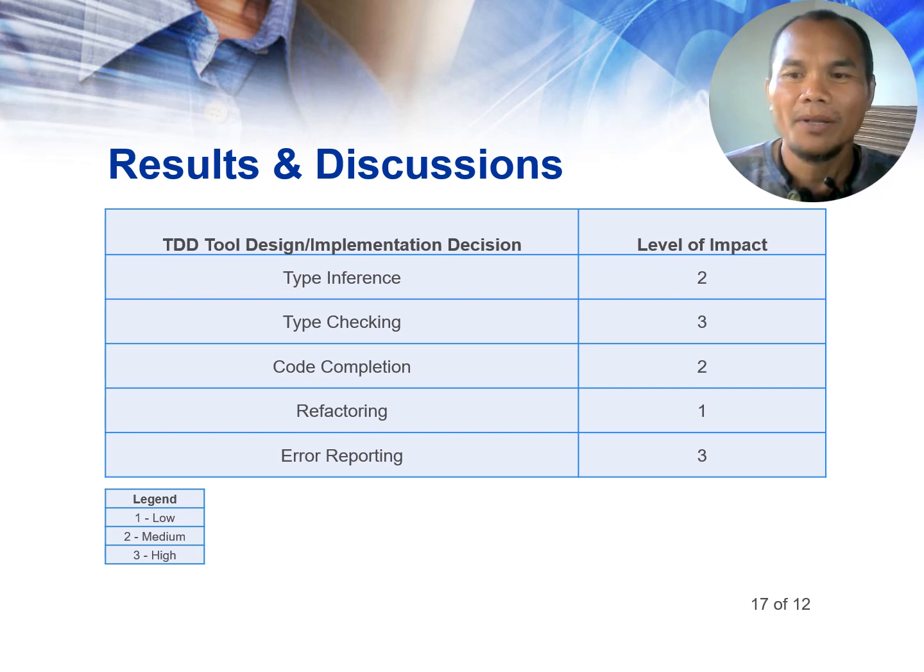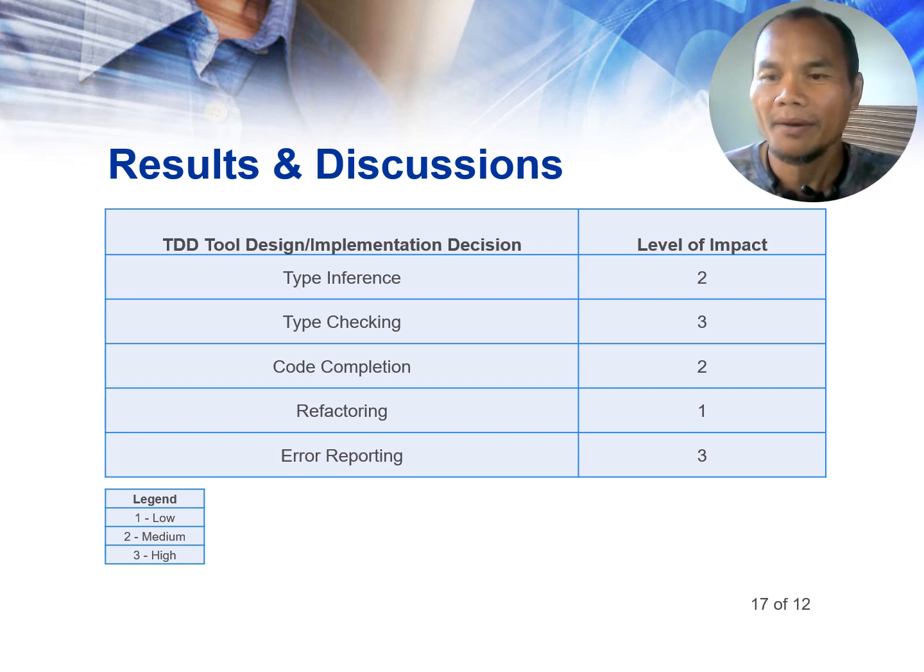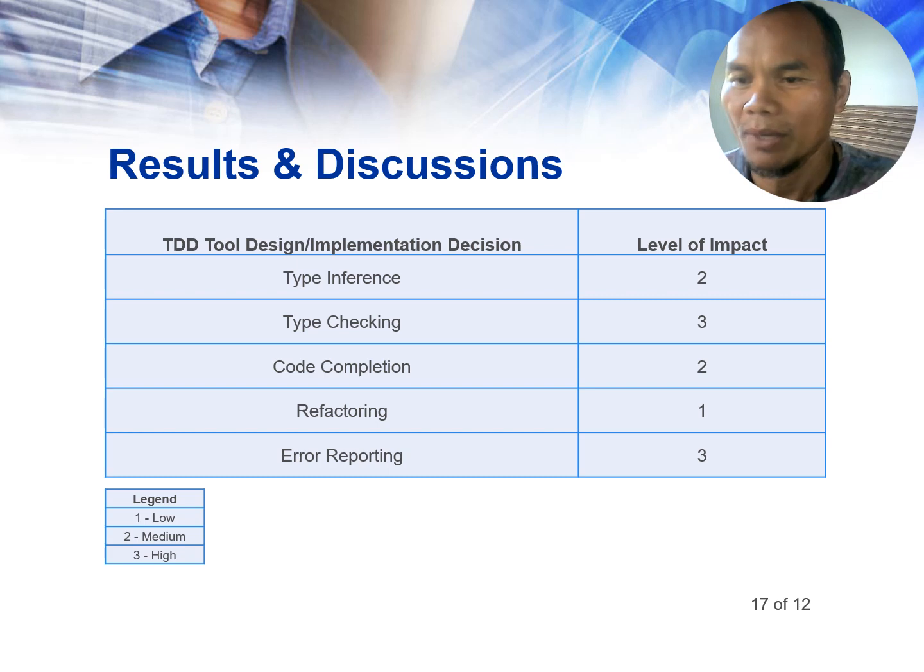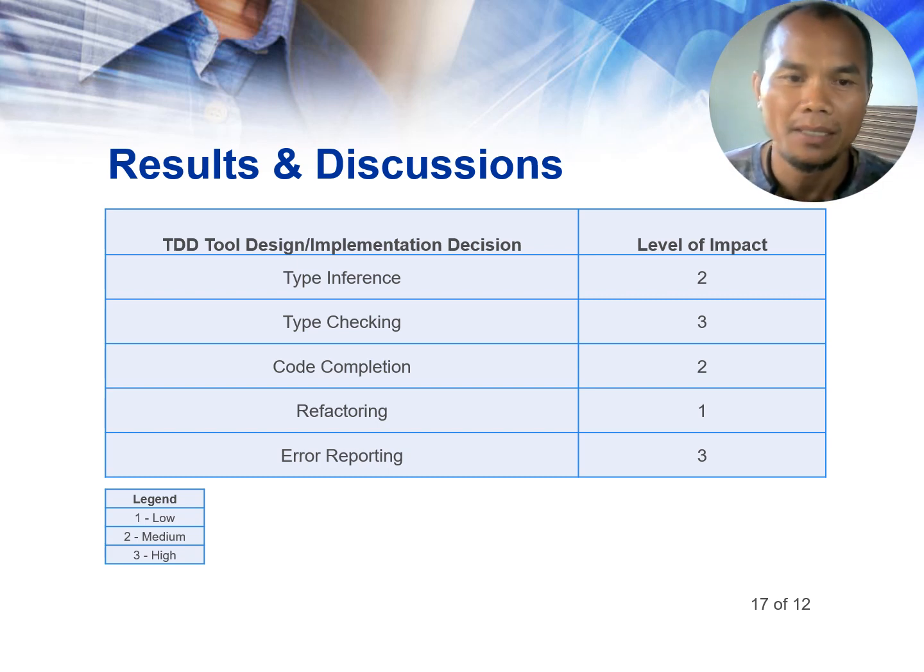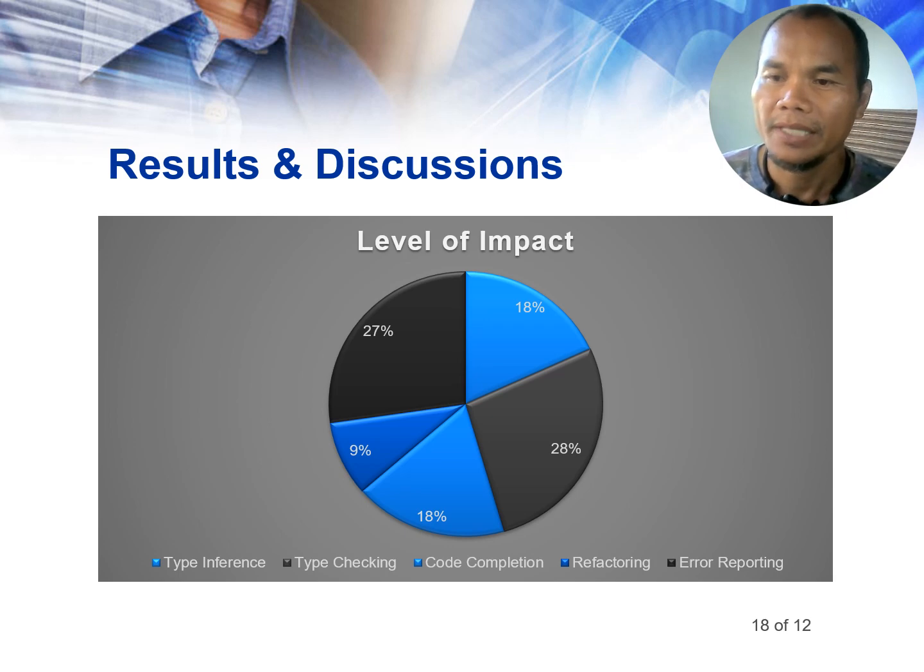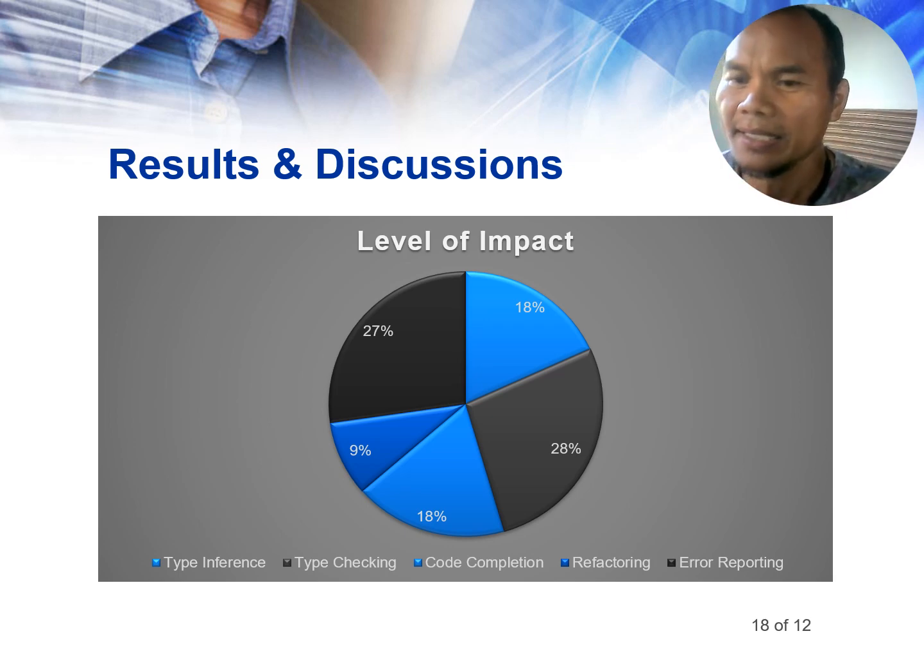In this table, the levels of impact range from 1 to 3, with 1 being the lowest impact and 3 being the highest impact, based on the five TDD codes that we've discussed. So in summary, the provided data is a list of TDD tool design and implementation decisions and their corresponding levels of impact, with 1 being the lowest and 3 being the highest impact.